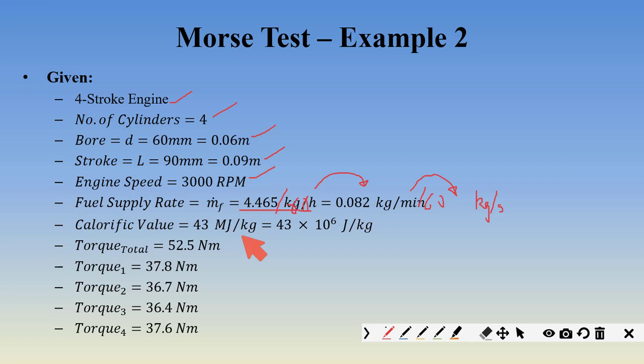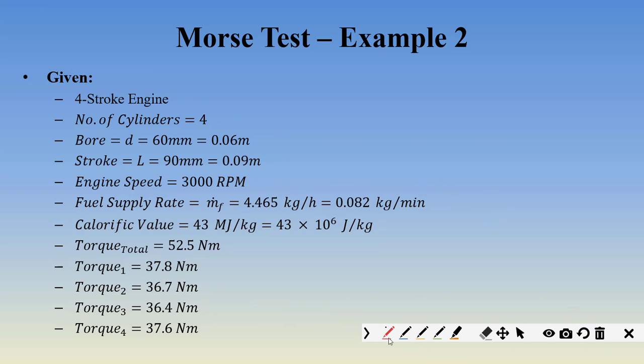Calorific value of fuel is given. What is calorific value? Calorific value is the amount of heat energy released on burning unit mass of fuel. So 1 kg of fuel if we burn, we will get 43 megajoules of energy. This is the total torque, the brake torque when all the cylinders are operating, and correspondingly when each cylinder has been turned off.